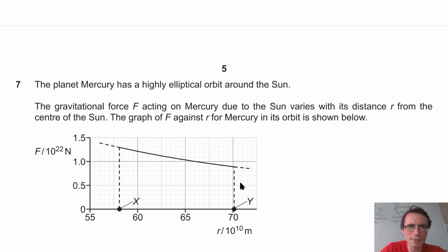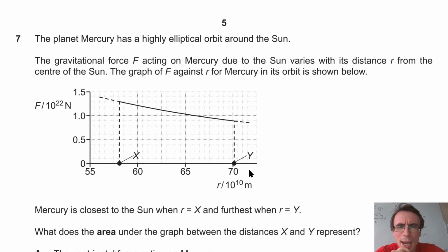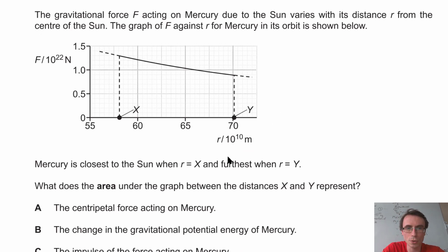Okay, question 7. The planet Mercury has a highly elliptical orbit around the Sun. Gravitational force on Mercury varies with distance r. The graph of F against r for Mercury and its orbit is shown. Okay, so it's a force against distance graph.